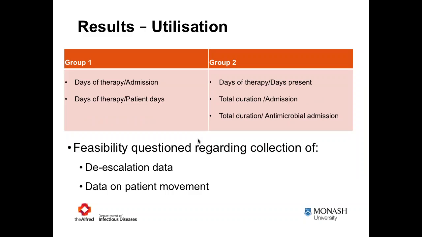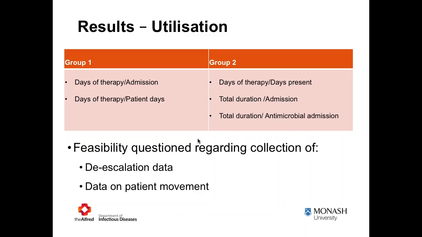Utilisation, again, they came up with 2 metrics that they thought were available immediately: therapy per admission and also days of therapy per patient days. And there seems to be a little bit of overlap with these things. They also thought of, again, different sort of metrics, and they're also collecting the same sort of information, just sliced and diced slightly different ways. But days of therapy per days present, total duration per admission, total duration per antimicrobial admission. So they're all metrics that are sort of describing the same thing.